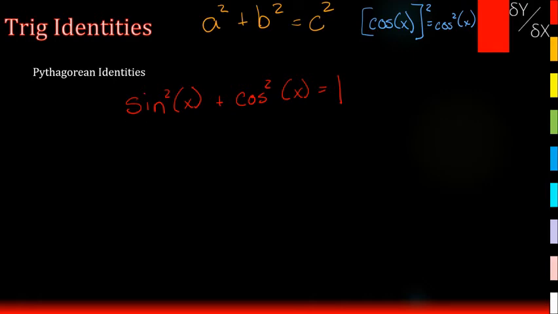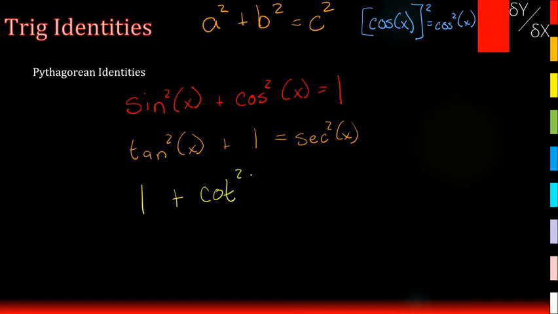So this is sine of x times sine of x, not sine of x times x. Now, our next one is going to involve tangents, and that's going to be tangent squared of x plus 1 equals secant squared x. And our very last one, 1 plus cotangent squared x equals cosecant squared x.